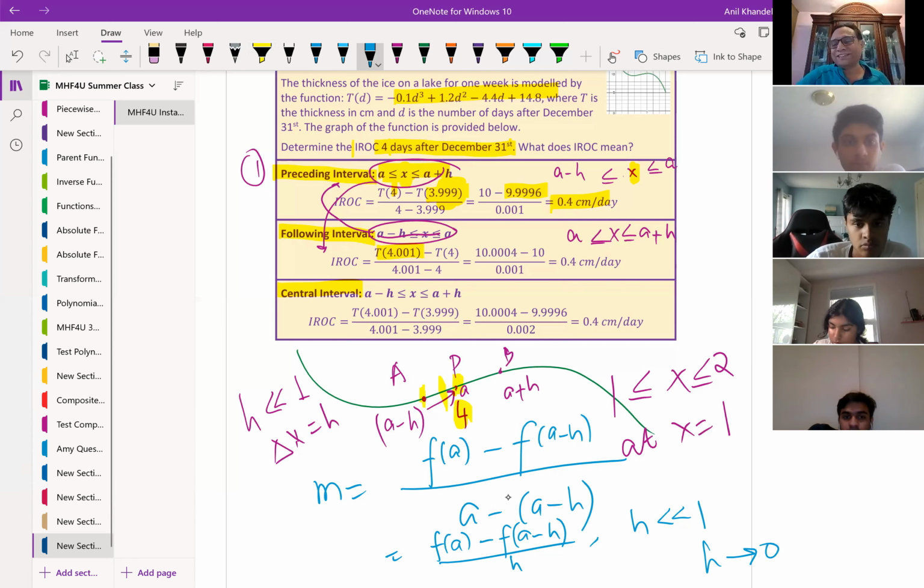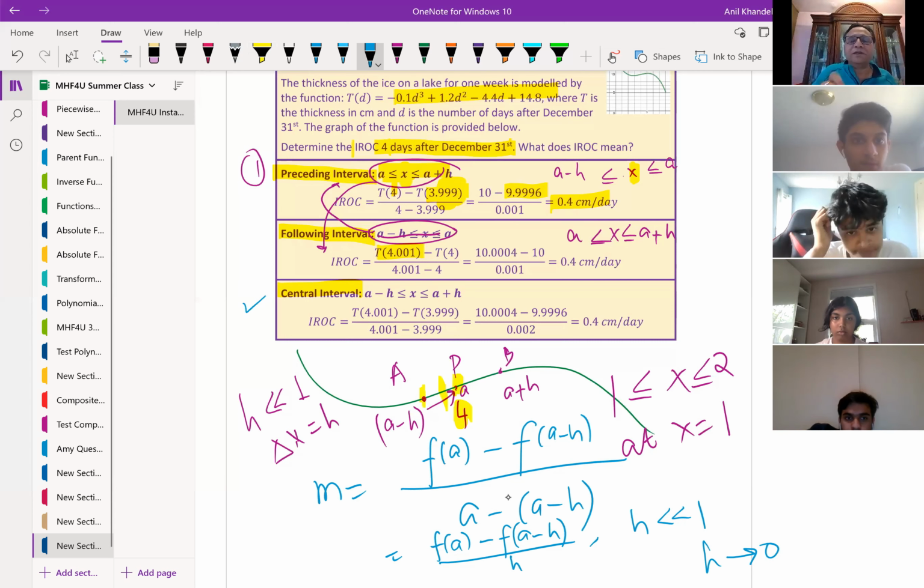So we have also discussed all the three. Central method, have a good look at central method. So we are taking 2 points, t of 4.001, which is 0.001 on the right side, and 3.999, same units left side. And of course, then the denominator will be 0.002, not 1. Is that clear? Because we went both sides, correct?